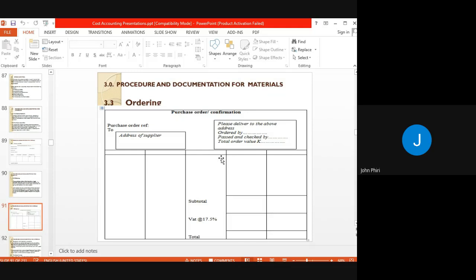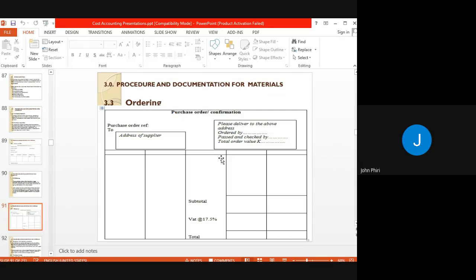Excuse me, sir. Yes, please. Who fills in this same form? Is it the purchasing manager? The ordering? Yes. If you have a purchasing department, and the people who are authorized to do that, yes, they will be the ones filling in that order.